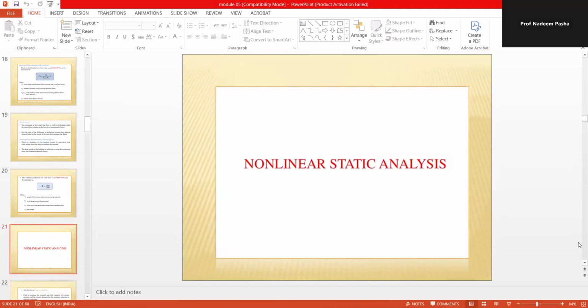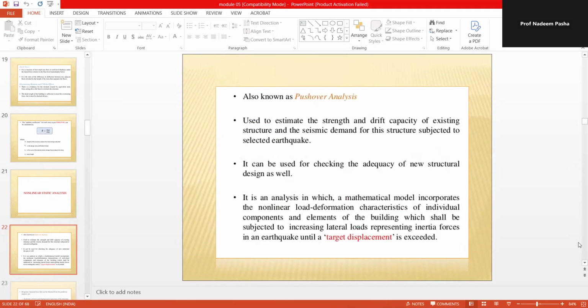Now we will see what we mean by non-linear static analysis, also known as pushover analysis, used to estimate the strength and drift capacity of an existing structure and the seismic demand for this structure subjected to a selected earthquake. It is also a famous type of analysis, used to estimate the strength and drift capacity of an existing structure.